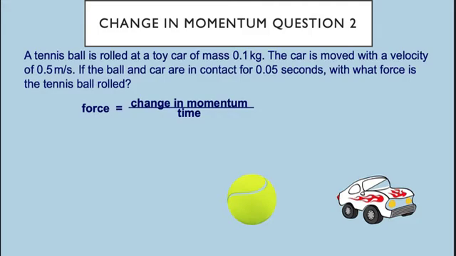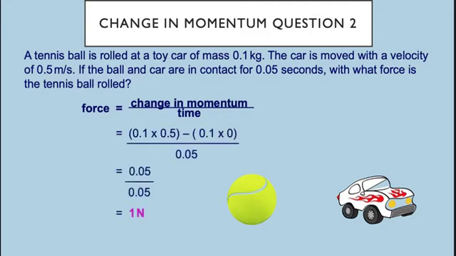Have you paused it? Okay, well, let's see. So the change in momentum: we're looking at the momentum afterwards, take away the momentum before. The momentum after is going to be the mass times the velocity. So the mass is 0.1 kilograms and the velocity is 0.5 meters per second. Before that, it wasn't moving, but it still had the same mass. The time that those two were in contact was 0.05 seconds, and 0.1 times 0 is 0. So we have the momentum afterwards, which was 0.1 times 0.5 equals 0.05. Divide that by 0.05, and that equals 1 newton.